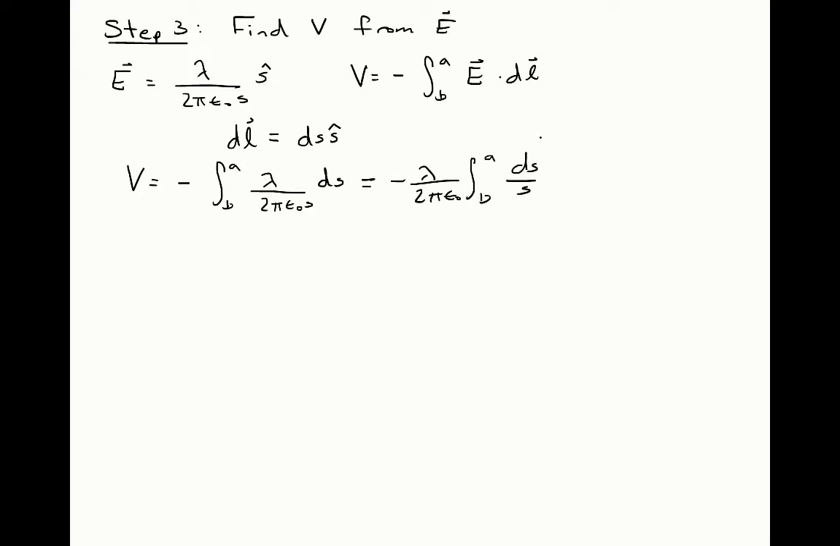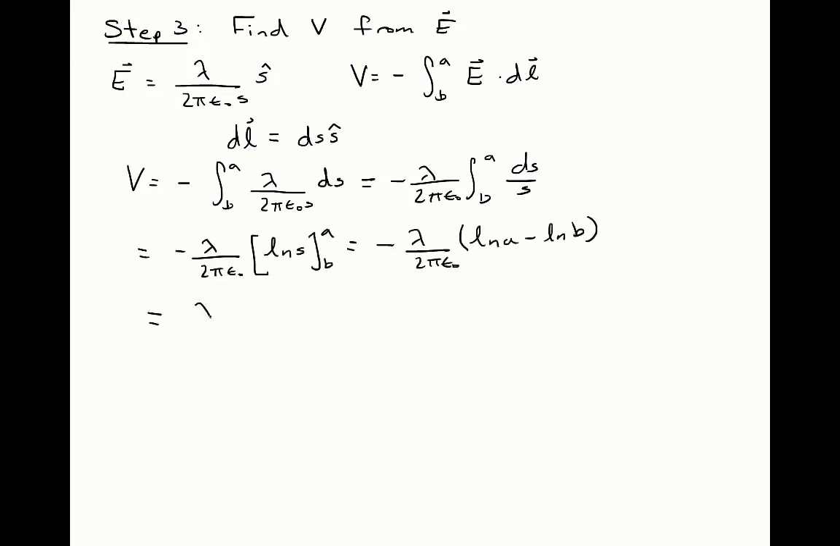So when we integrate ds over s, we're going to get a log. So when we calculate this, I'm going to change the order to get rid of my minus sign. And now I'm going to use a property of logs to make this a little bit more compact. Log b minus log a is log of b over a. Okay, that's more compact. So now we have an expression for the potential as a function of b and a and epsilon naught and lambda.